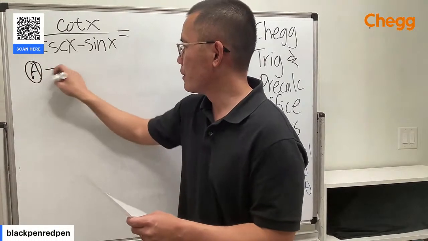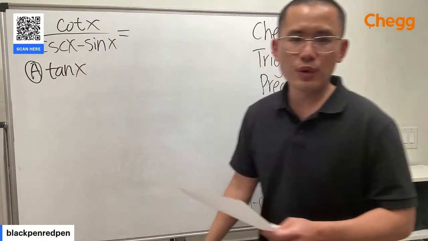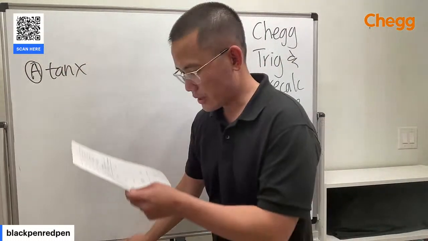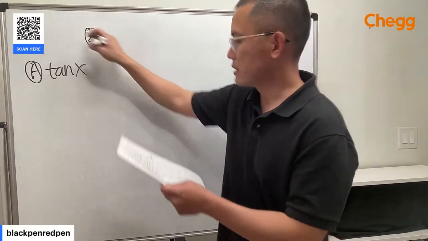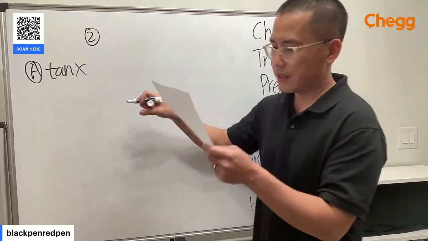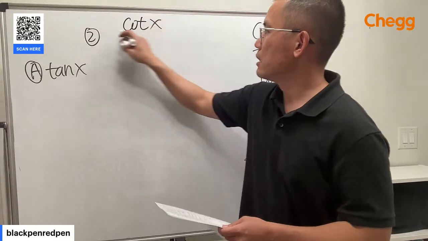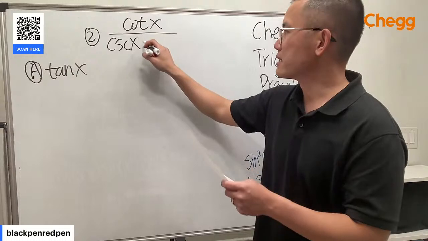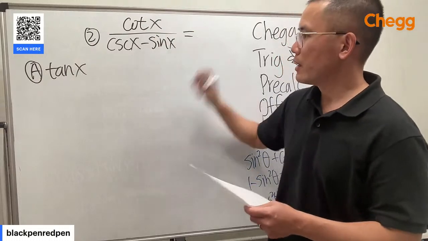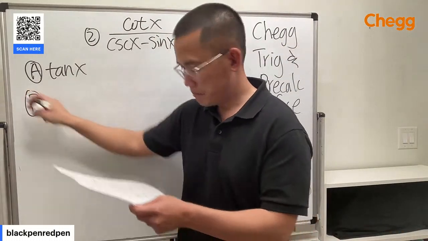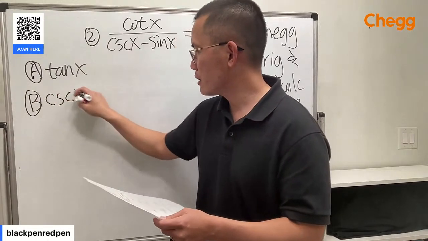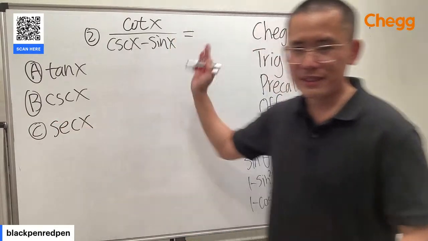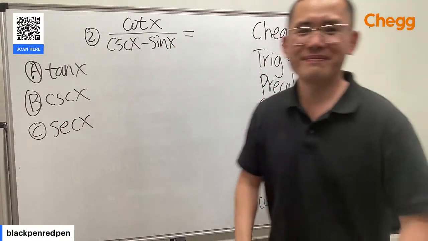So, a couple questions for you guys. The first one is, oh, sorry, the QR code is blocking. Let me just write it down right here. So let's say this is my second question. For you guys, we have cotangent x over cosecant x minus sine x. A is tangent, B is cosecant, C we have secant. All right, so what do you guys think?